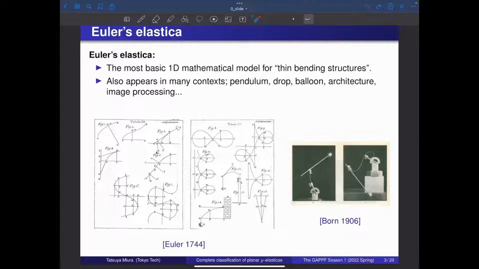And I also mention that Euler's elastica appears in many different contexts. In fact, there are already many known theoretical analogies, for example, with the pendulum model or the drop model or the balloon model. And also, it is known that the elastica or its related models are applied to the fields of architecture, image processing, and also many other fields.